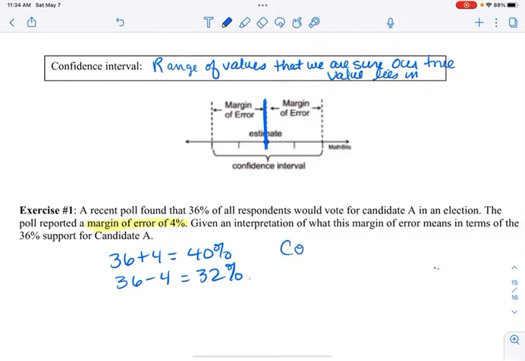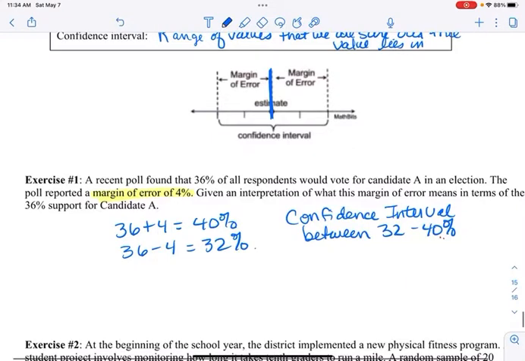Our confidence interval is between 32 to 40%. So we are confident that our true value lies there. So we have the poll, but there's a margin of error on each side of that poll. So that's where our true value should lie, between 32 to 40%.